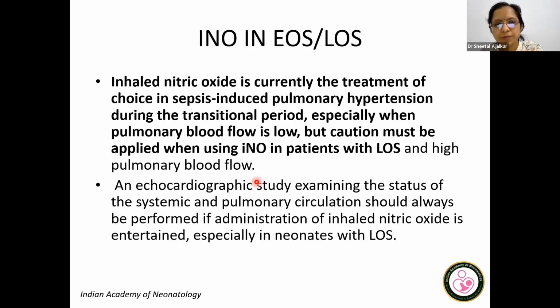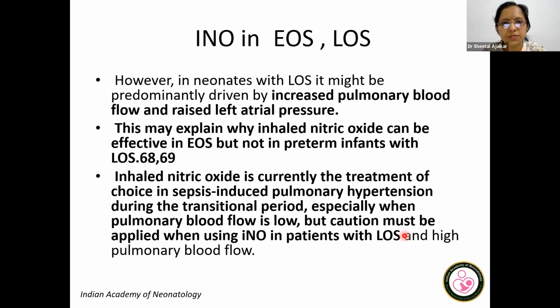but with late onset sepsis, iNO should be used cautiously because those babies have high pulmonary blood flow, a hyperdynamic kind of PPHN. In early onset sepsis, there is a low pulmonary blood flow kind of PPHN. There the iNO is helpful. So there is evidence for that. And an echo examination is a must when we are thinking of giving iNO to a baby with late onset sepsis. In units with late onset sepsis, it might be predominantly driven by increased pulmonary blood flow and raised left atrial pressures. So this is the evidence that inhaled nitric oxide can be effective in early onset sepsis, but not in preterm babies with late onset sepsis. Two studies are showing that.